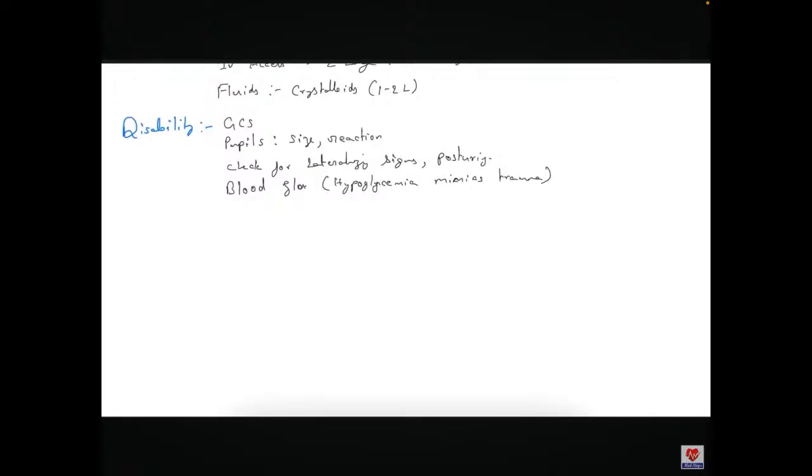Okay, next, E means exposure. What comes under exposure is, if the patient has been attacked with any toxic material, we have to cut the clothes and send for toxicology, and we have to check for hidden injuries.